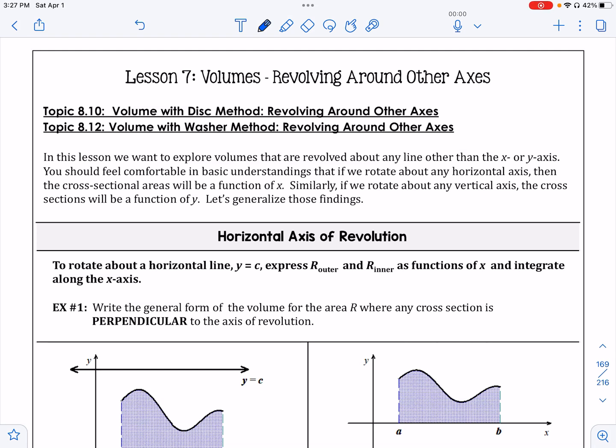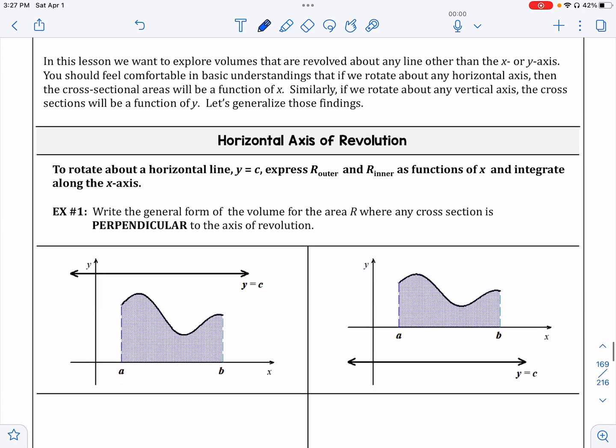Hi guys, in this video lesson we're going to talk about finding volumes revolving around axes other than the x and y axis. So this is very similar to the last lesson. The basic understanding hasn't changed. If we rotate around a horizontal axis, the function should be in terms of x, and if we rotate around a vertical axis, the function should be in terms of y.